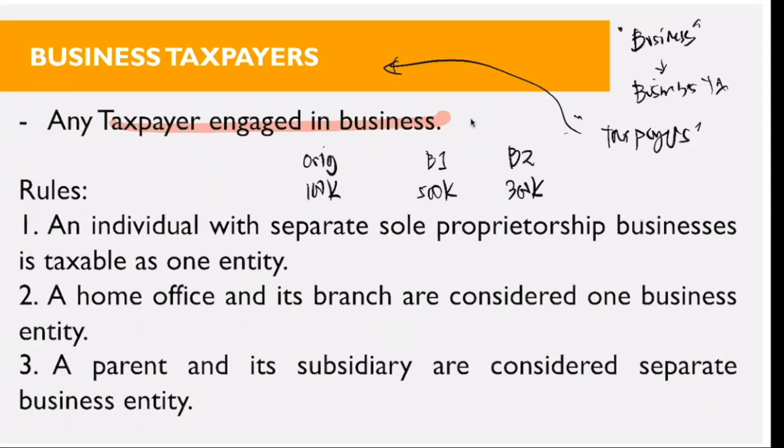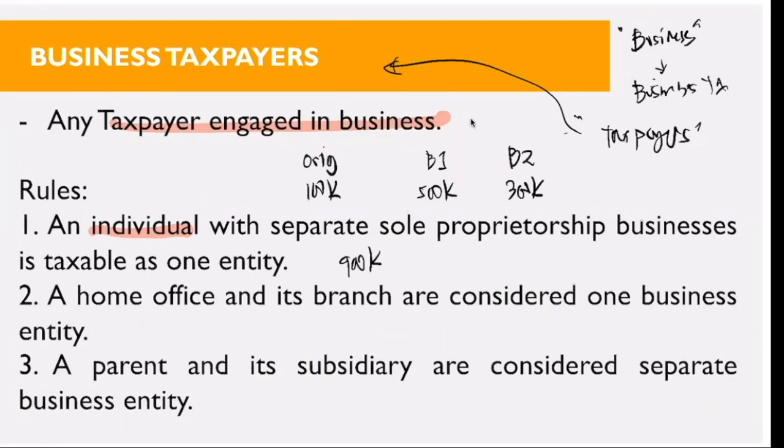So take note, an individual with separate sole proprietorship businesses is taxable as one entity. Therefore, even if may original ka na sole proprietorship, tapos may another business ka, business 1, may another business ka, business 2. Paano natin itatax yan? As one daw. So how much is the total sales or receipts niya? 100 plus 500 plus 300, 900,000 pesos. Okay? That is one rule.